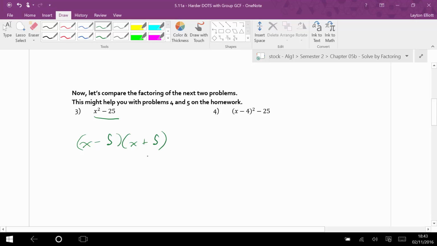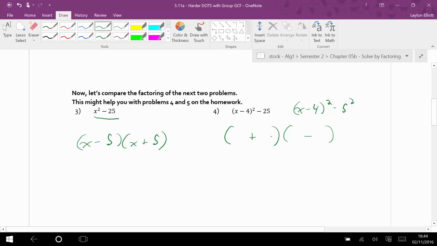But if I factor the next one, I want you to see this also as a difference of squares. This is also a difference of two squares. And it follows that pattern because it is something squared minus something squared. Really what this is, this is x minus 4 squared minus 5 squared. So this is definitely a difference of two perfect squares. So now, when I pull this apart, I need to pull out something with a plus and something with a minus.